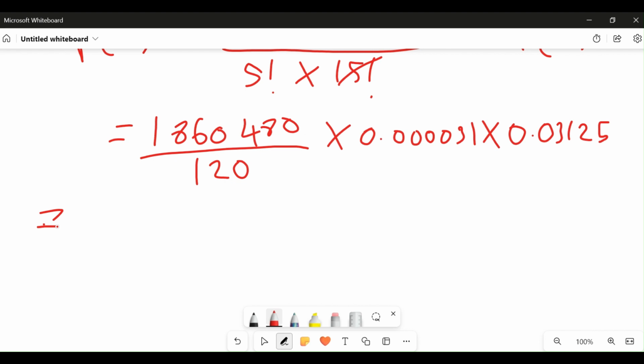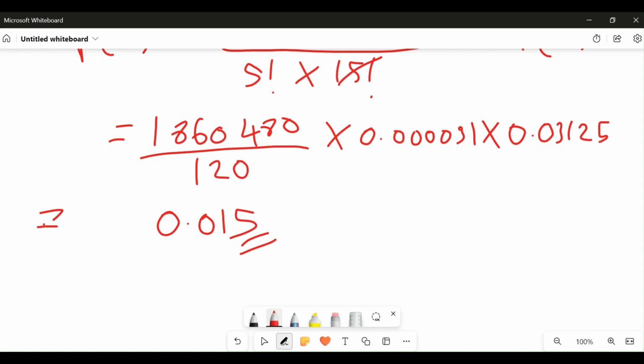1,860,480 divided by 120. That's 15,504 times 0.00031 times 0.03125. So our probability will then be 0.015 approximately. That will be our probability. So now we've gotten for 15, so we have to get also for 16, 17, 18, 19 and 20.